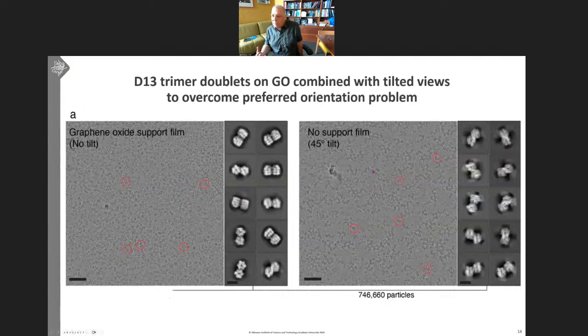Now, we wanted to know how the neighbors interact with these trimers. So it turns out that there was a subset of dimers of trimers in this very same preparation. This time, however, the graphene oxide technique wasn't enough, and we had to substitute additional side views by tilting the stage to 45 degrees. So we collected an entire single particle data set, a total of 750,000 particles, using a tilted stage, 45 degrees, always tilted, and then combined these data.